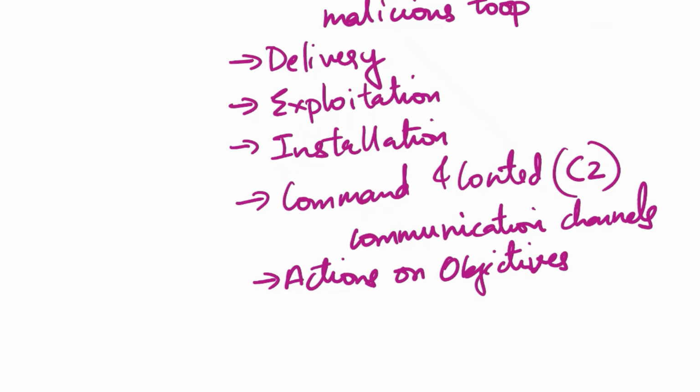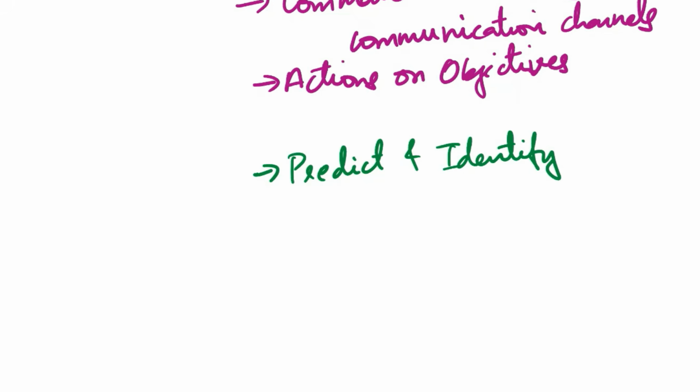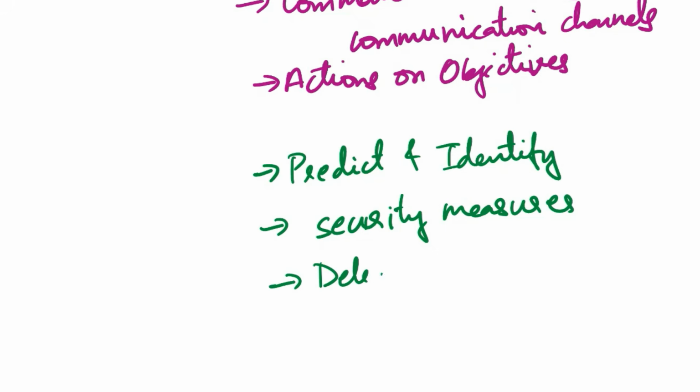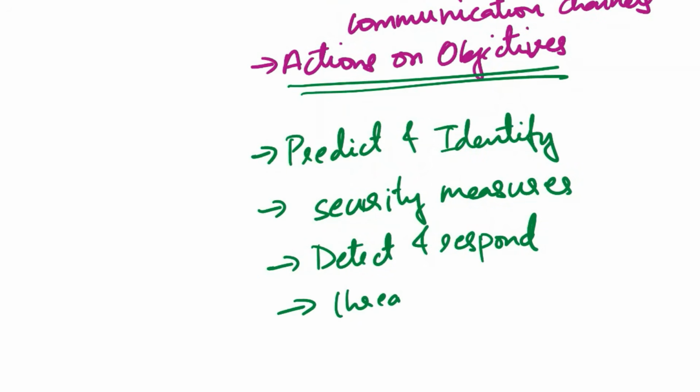So, why is understanding the kill chain model important for cybersecurity professionals? Let's see some of the reasons why it is important. First is to predict and identify potential threats and vulnerabilities at each stage. Next is to implement proactive security measures to disrupt or prevent attacks at early stages. Next is to detect and respond to attacks in progress, ideally before they reach the actions on objectives phase, that is the final phase. Next is to collect valuable threat intelligence to improve overall security posture.